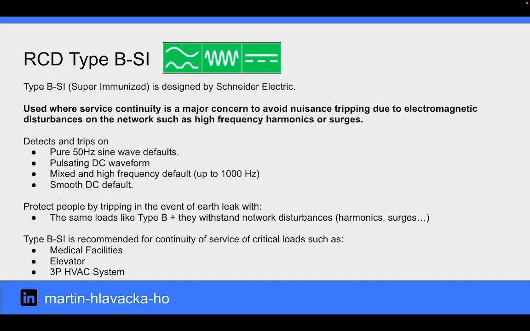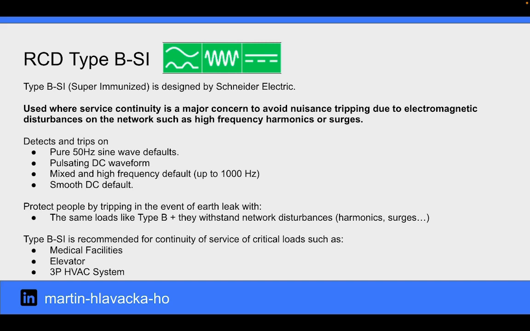The sixth type of RCD is Type B superimmunized, designed by Schneider Electric. This type of RCD is used where service continuity is a major concern to avoid nuisance tripping due to electromagnetic disturbances on the network such as high frequency harmonics or surges. Superimmunized Type B RCDs protect people by tripping in the event of an earth leak with the same loads as Type B, and also support network disturbances.